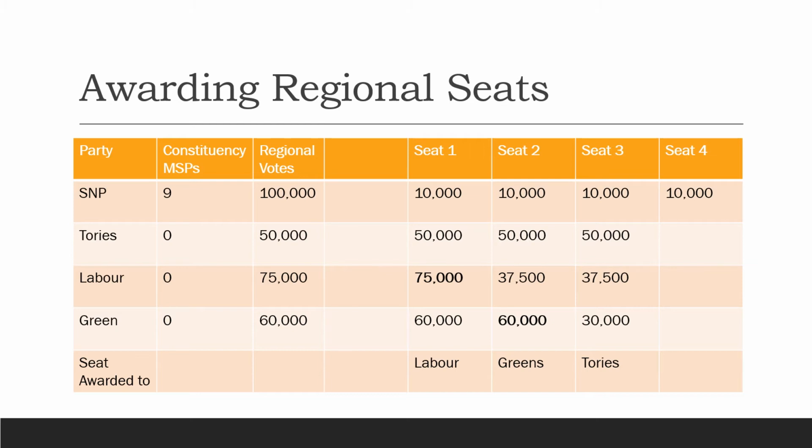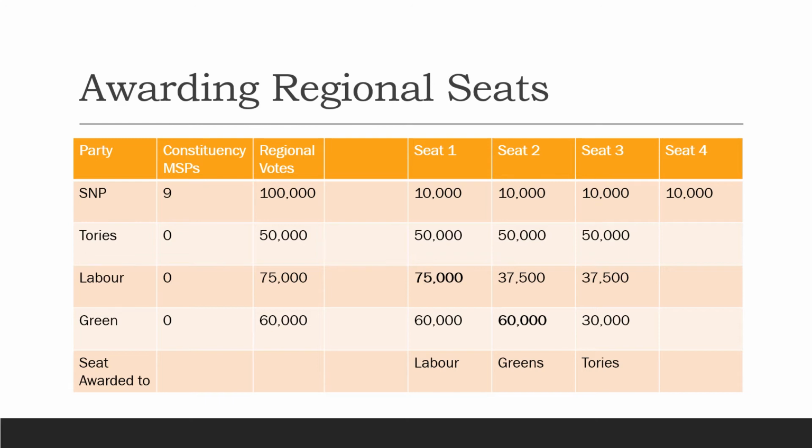Now we move to seat 2, the second seat on the Glasgow regional list. And it's the same calculation for most of the parties. The SNP still got 100,000 votes, they still have 9 MSPs, so they still get 10,000. But it's different for Labour, because they had 75,000 regional votes, but they now have an MSP, because they got an MSP on seat 1. Therefore, their 75,000 votes is divided by 1 plus 1, which is 2. So 75,000 divided by 2, you halve it, you get 37,500.